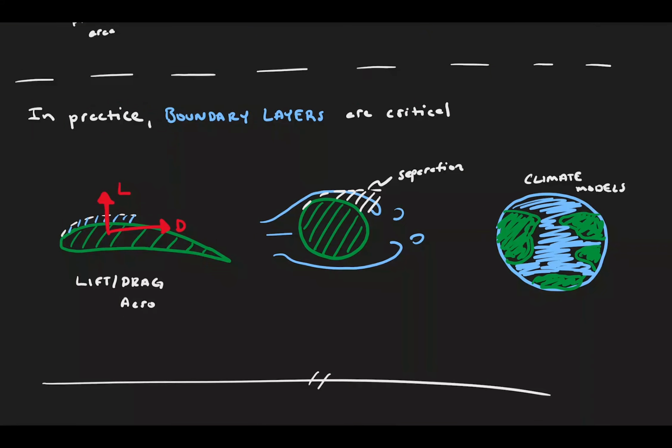While laminar boundary layers are typically overshadowed by turbulent boundary layers, they are still a critical aspect of fluid mechanics and analysis.